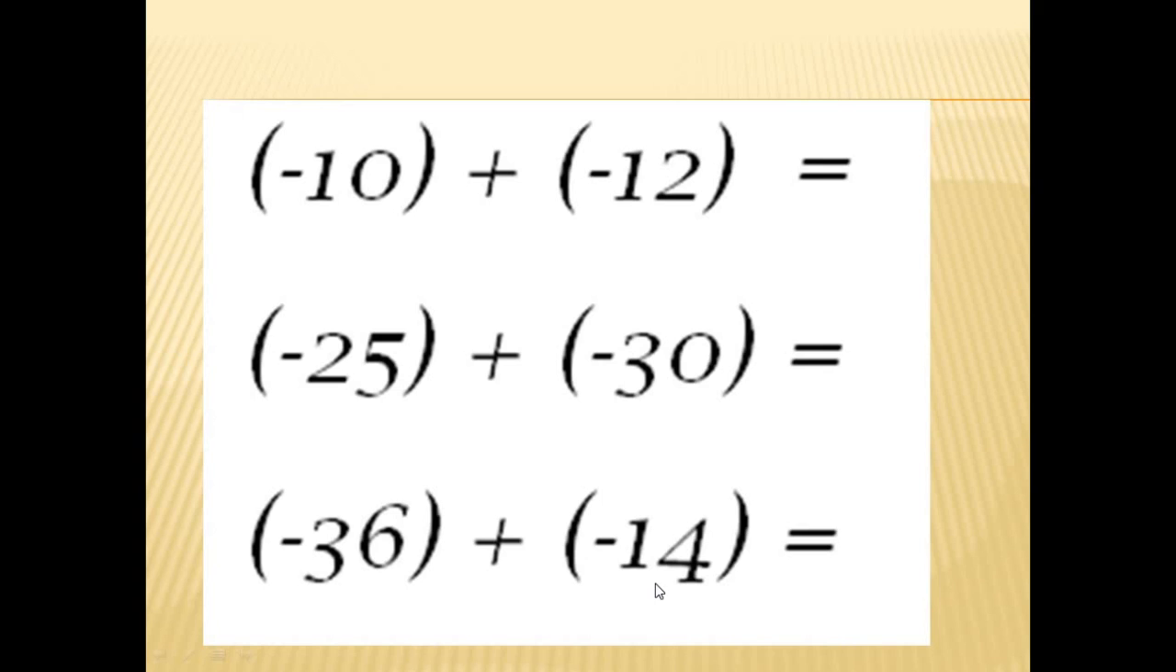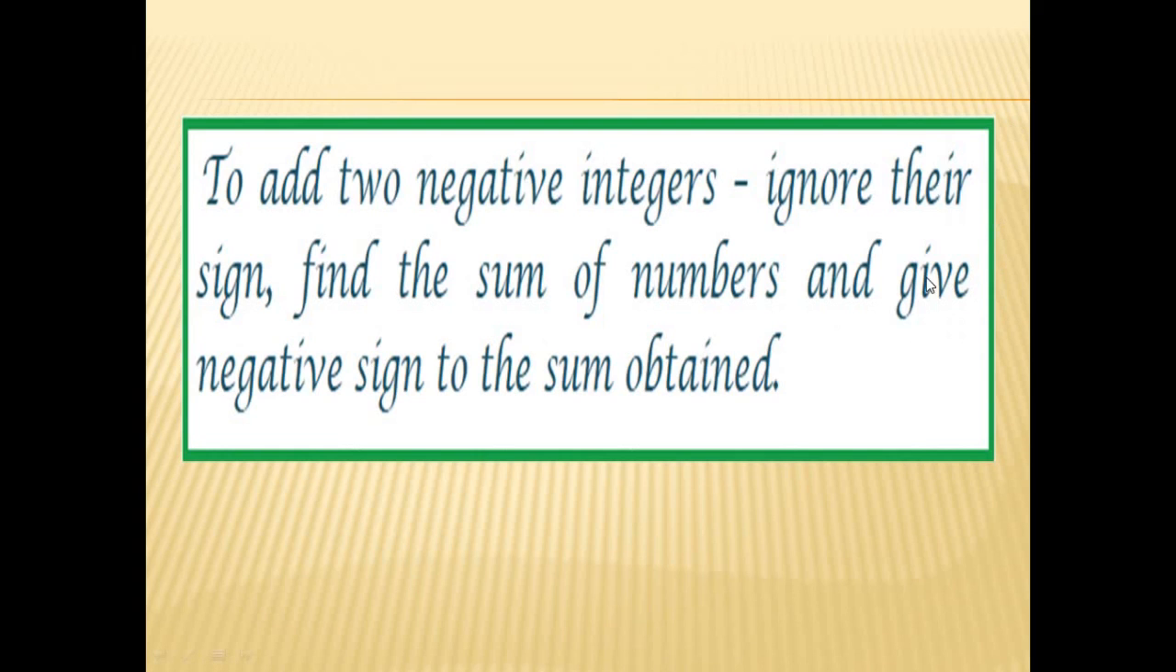Just add the numbers together. 36 plus 14 is 50. Negative 36 plus negative 14 will be negative 50. Correct. So, to add two negative integers, ignore their sign. Find the sum of the numbers and give a negative sign to the sum obtained.